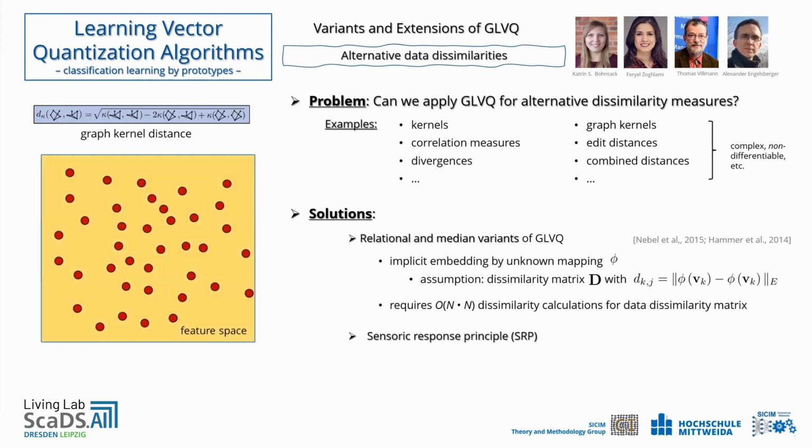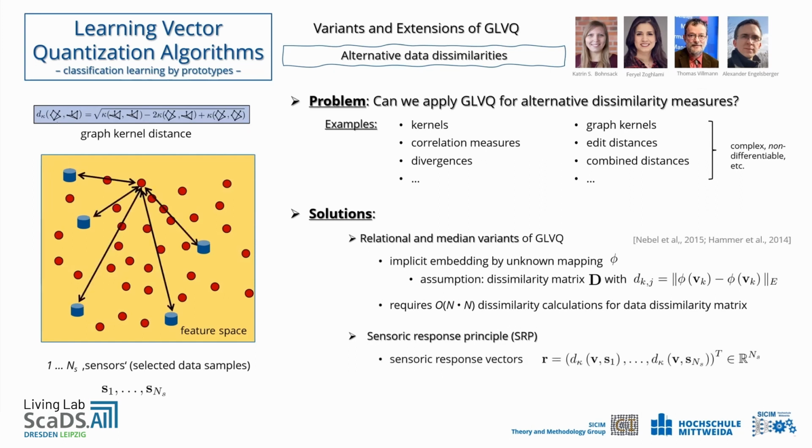For this, we can take the so-called sensoric response principle. This is that we take some sensors from the data. These are some objects, and we only calculate respective distances to these sensoric data. Then we have a sensoric representation, which is a vector in the Euclidean space. And then we can apply the usual Euclidean learning vector quantization to these data representations. So we take the generation of the sensoric response vector as a particular mapping of the data into the Euclidean space.